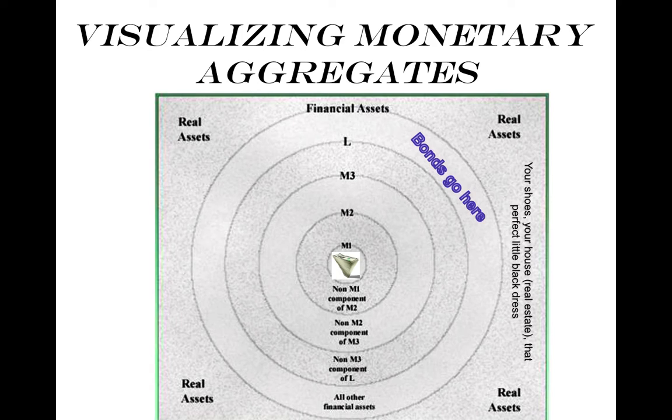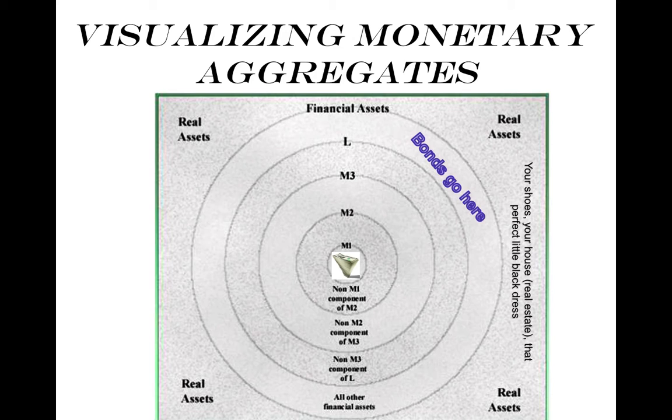It looks a little bit like an archery target, and if you think about all the assets that people might have, on the very outside of the square, but not in any of the circular rings, are physical assets that you might own, or what the diagram shows as real assets. Those include your shoes, your house, which we call real estate, or if you've got that perfect little black dress that looks wonderful on you, this would be an example of a real asset. Those are not financial assets because they don't represent a liability to somebody else.